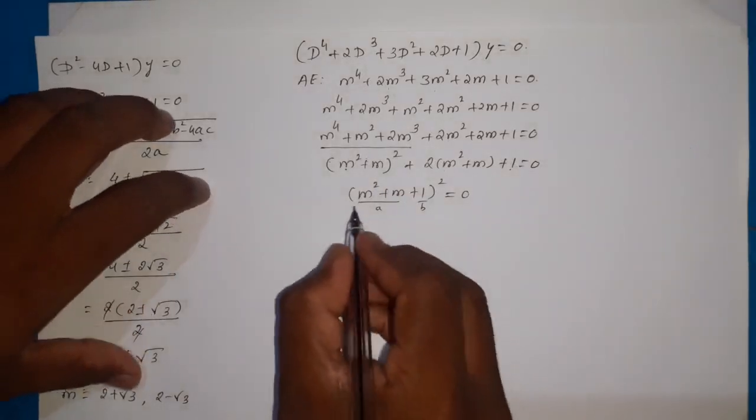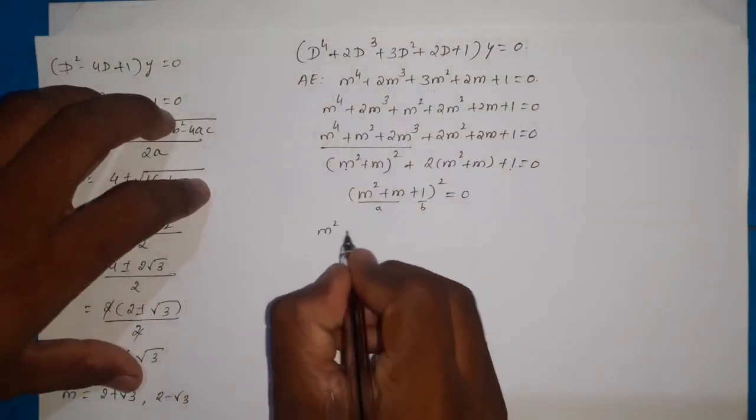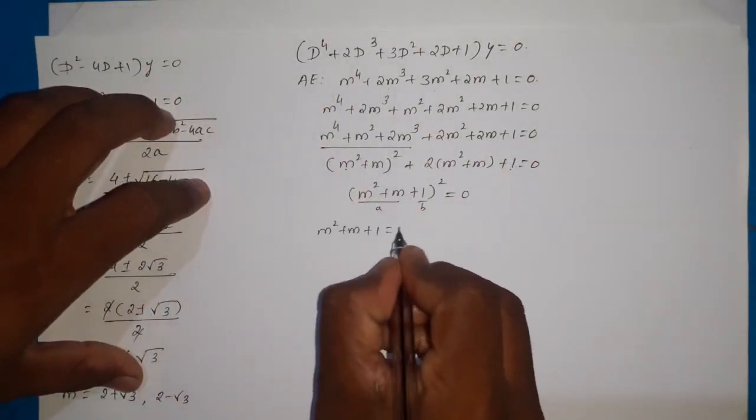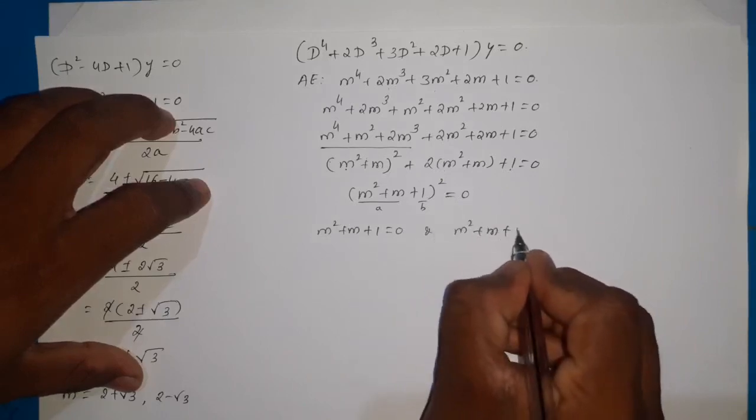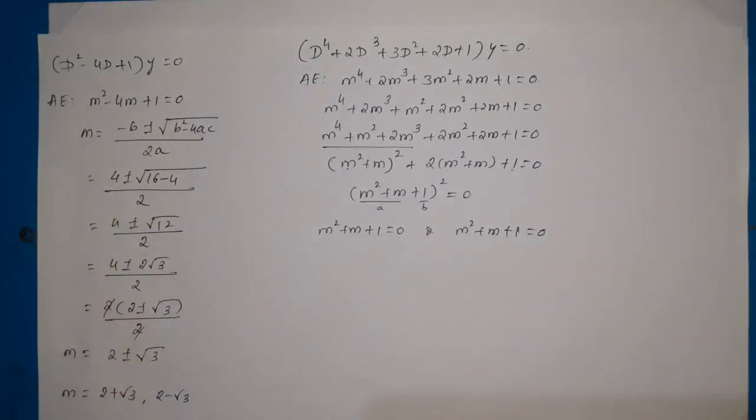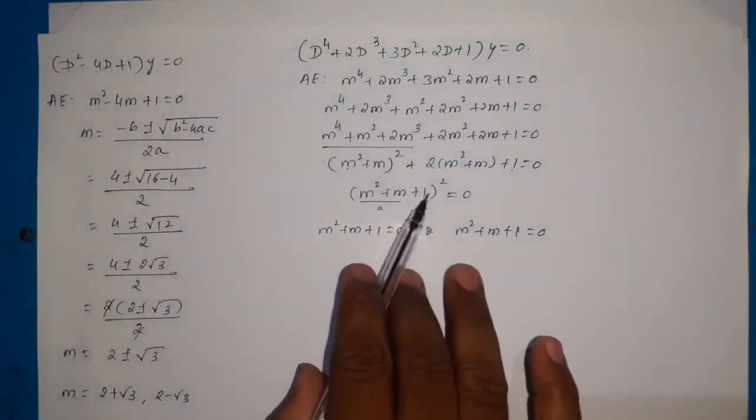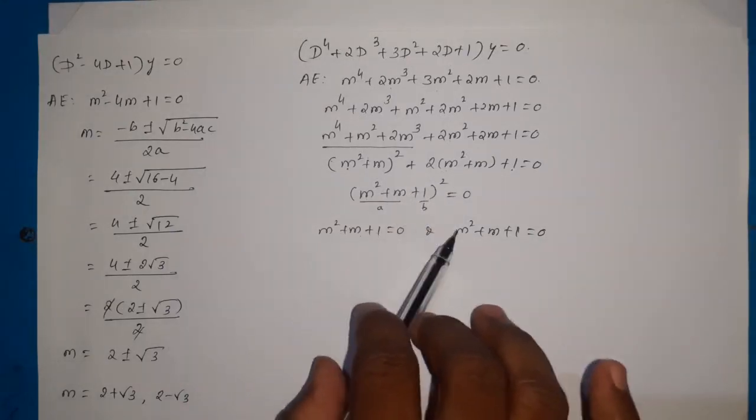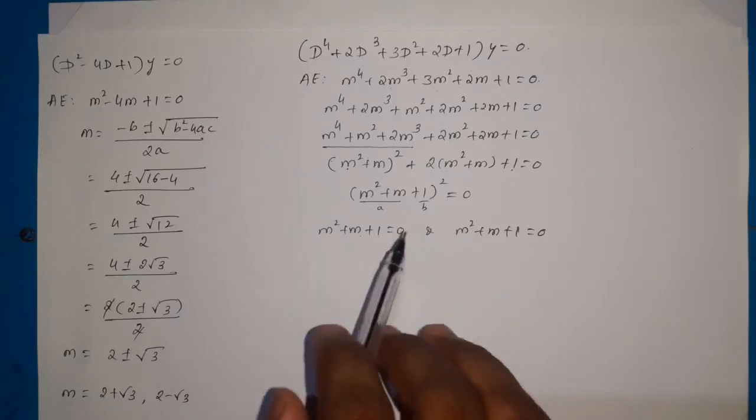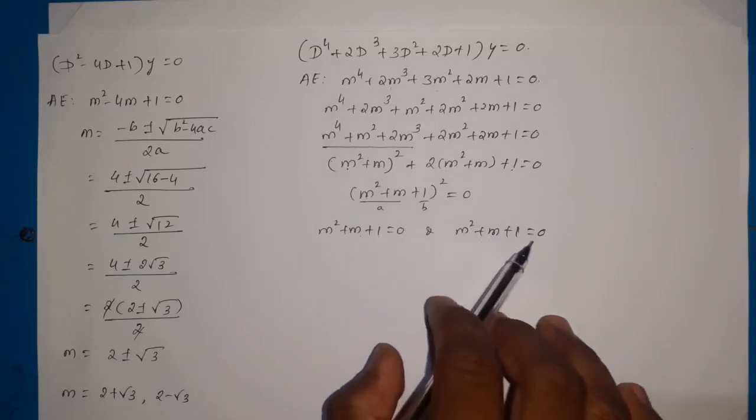Now here m square plus m plus 1 equal to 0 and m square plus m plus 1 equal to 0, because it has two factors. (m square plus m plus 1) whole square means it has two factors. So one factor is m square plus m plus 1 equal to 0, and again the other is also the same factor, m square plus m plus 1 equal to 0.